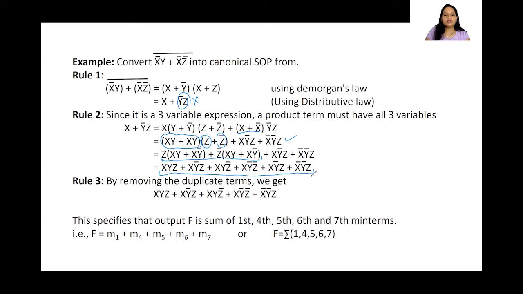In this, just remove whichever terms are duplicate. Is there any duplicate? We have x y bar. This is the duplicate, so one we can keep and one we can remove. The rest are all fine, I guess. So we have got the canonical SOP form of this.